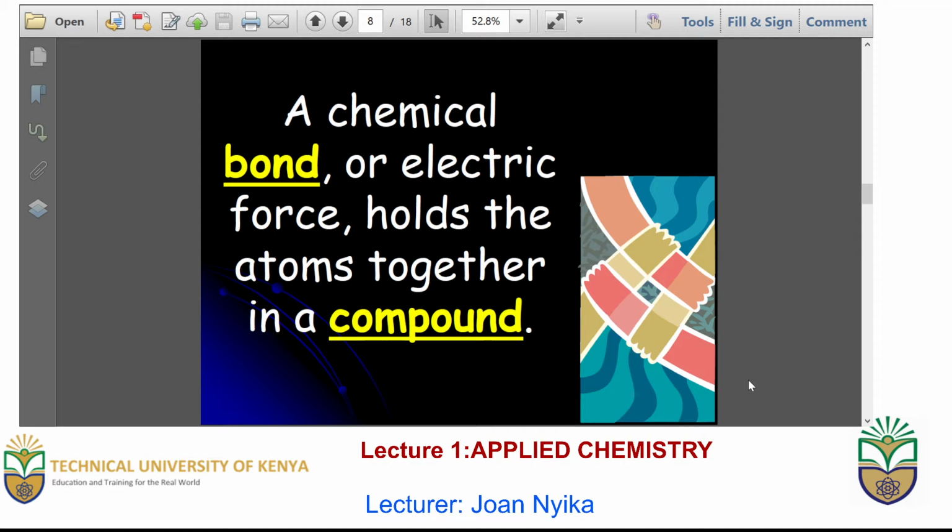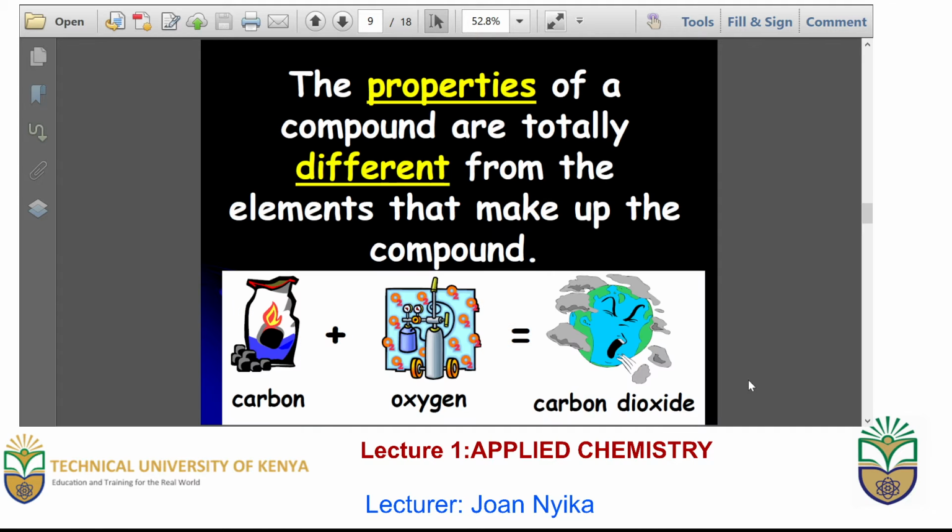Then what is a chemical bond that binds several elements or atoms to become compounds? It could be an electric force that joins atoms together. Remember when we learned about ionic and covalent bonds. The properties of a compound, however, are totally different from what it is made up of. For instance, look at the case of carbon. Carbon is used during combustion, while oxygen is used for breathing in. The two combine to form what we call carbon dioxide, and carbon dioxide happens to be what we breathe out.